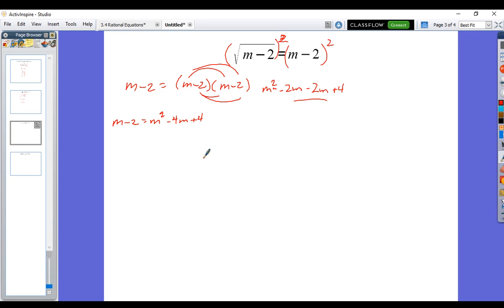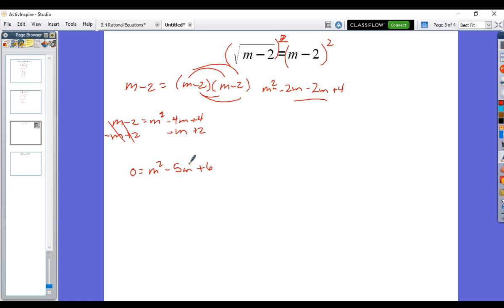All right. So since we have a square, more than likely we're going to have to factor that out. But let's go ahead and move everything to one side. So we're going to subtract m and add 2 on both sides. So we're left with just 0 equals m squared minus 5m plus 6. So we're left with a quadratic.